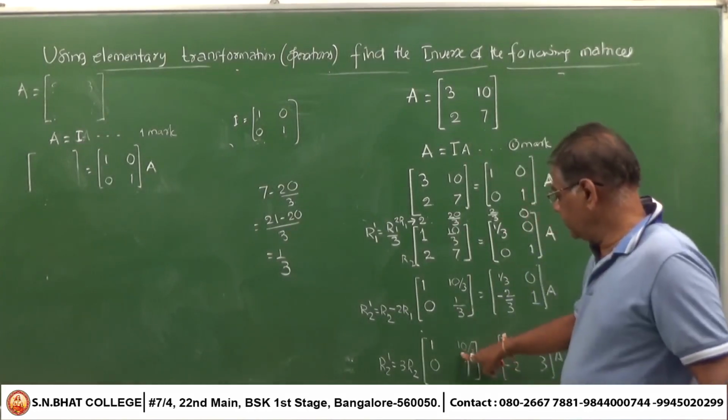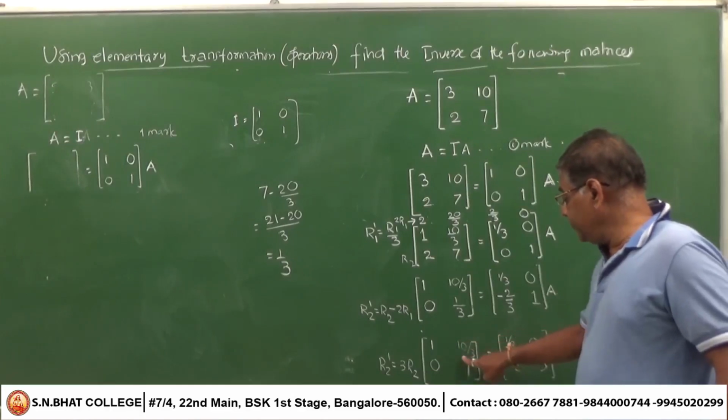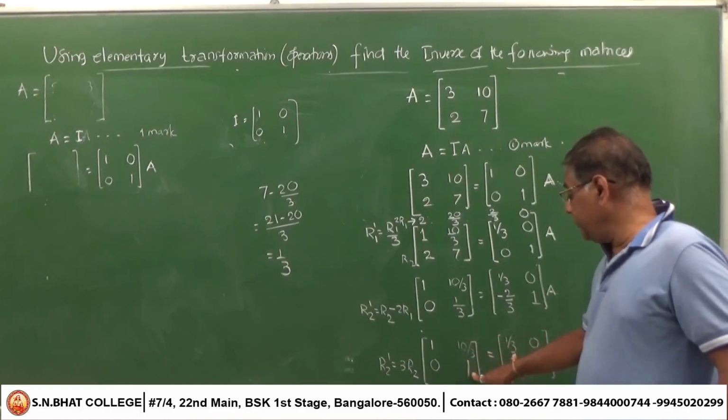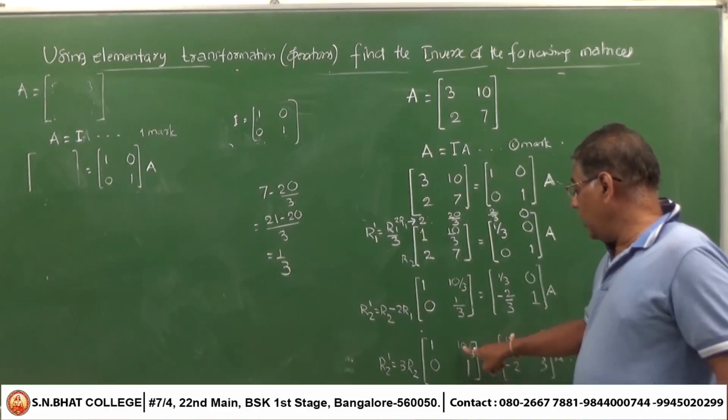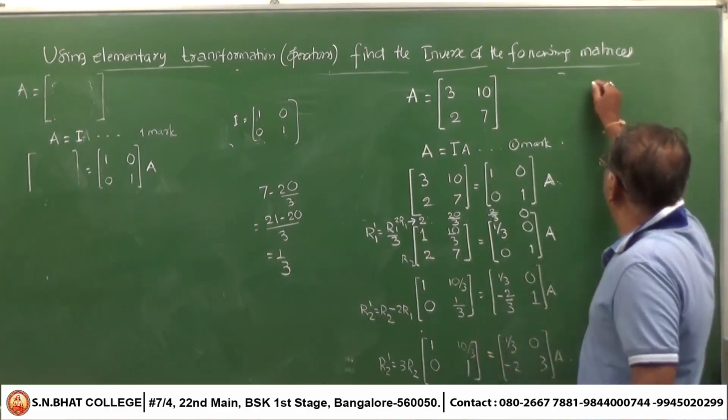Next step, I have to make this to be 0. To make this 0, this element must be made 2 by 3. Therefore, R1, this element makes 0 means this is in R1. R1 dash is.